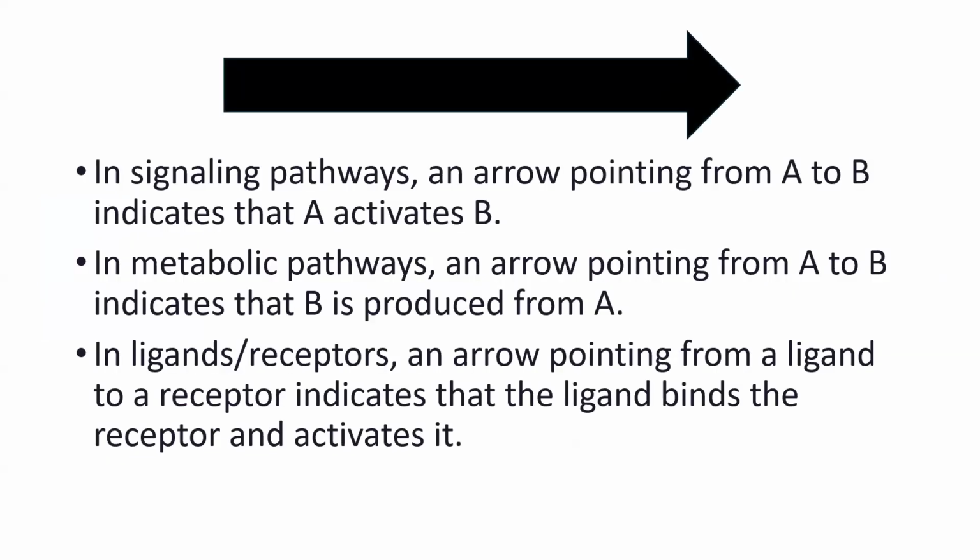So it could mean that it activates it in a signaling pathway. In a metabolic pathway, it tends to mean that A is produced from B, so it can get confusing. So make sure you know which kind of diagram you're looking at. With ligands and receptors, an arrow pointing from the ligand to a receptor indicates that the ligand binds the receptor and activates it.